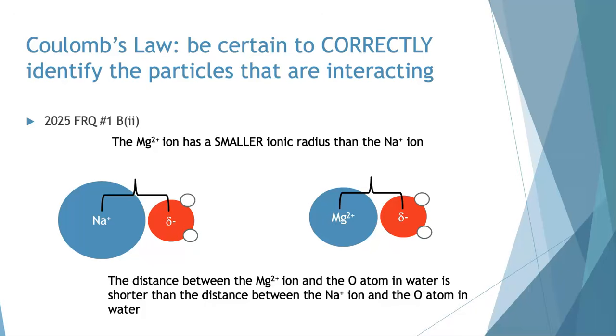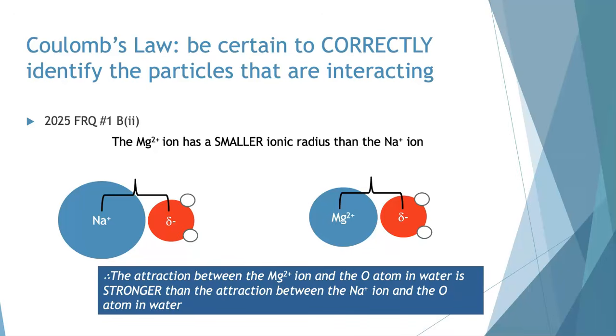The distance between the magnesium ion and the oxygen atom in water is shorter than the distance between the sodium ion and the oxygen atom in water. And that's actually the essential point that you need to make here. And therefore, the attraction between the magnesium ion and the oxygen atom in water is stronger than the attraction between the sodium ion and the oxygen atom in water. So we talked about it in terms of the charge, and now we're talking in terms of the interparticle distance. We're really going from the center of the ion to the center of the oxygen atom. And that's really the key idea you need to have here. It's not at all about why the sodium and magnesium ions have different radii.